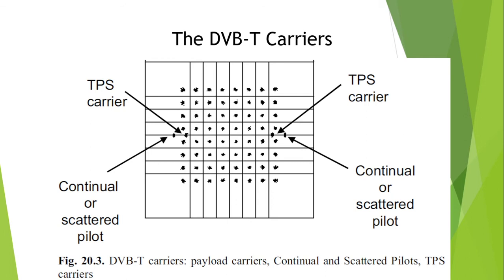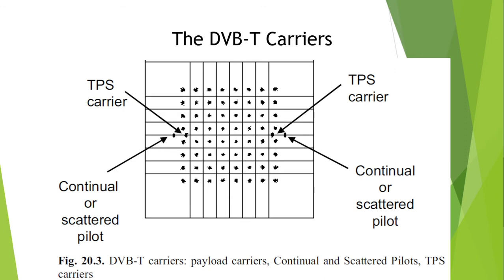All the TPS carriers in one symbol carry the same information. That is, they are all either at 0 degrees or all at 180 degrees on the I-axis. At the receiving end, the correct TPS carrier position of 0 degrees or 180 degrees is then determined by majority voting for each symbol, and this is then used for the demodulation.